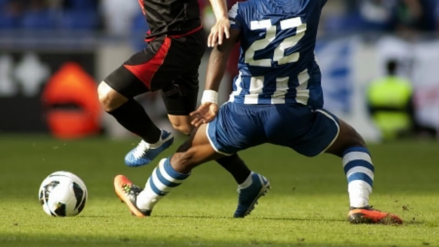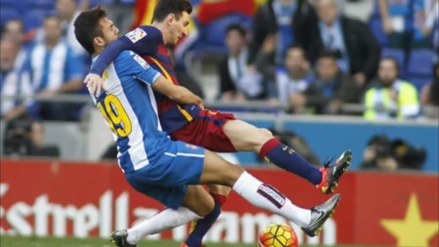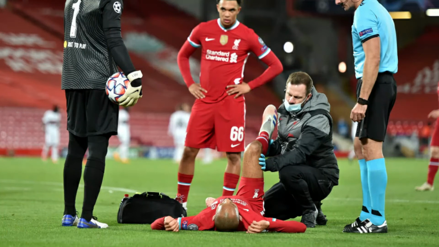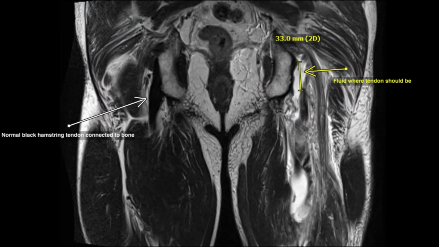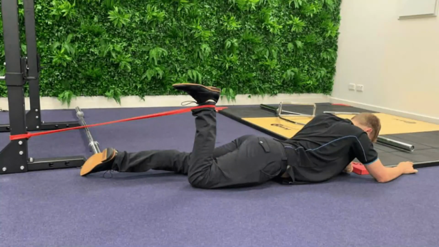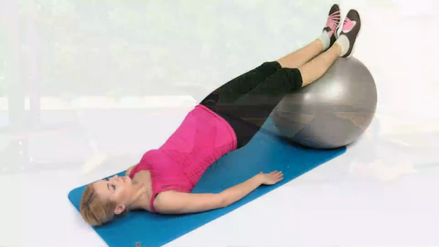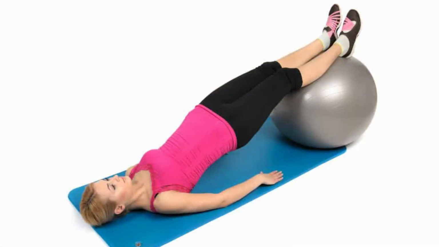Eccentric means lengthening of the muscle, and when it occurs suddenly, that can cause injury, and this is basically due to muscular imbalances. Diagnosis is usually by examination; ultrasound and MRI are the confirmatory diagnosis. Management is usually rehab exercises. Surgery is rarely done, but most commonly it is managed by rehab exercises.